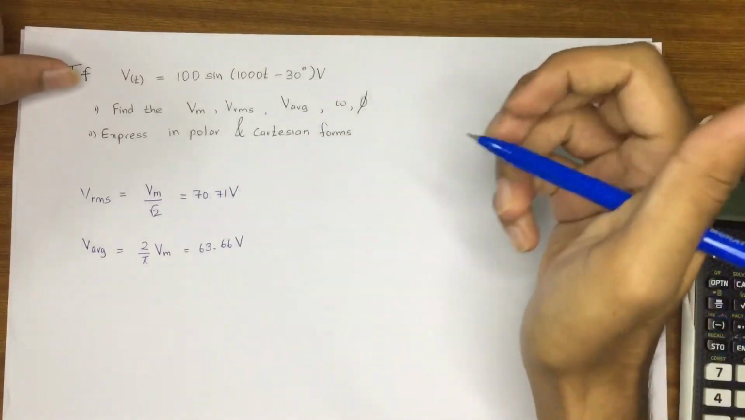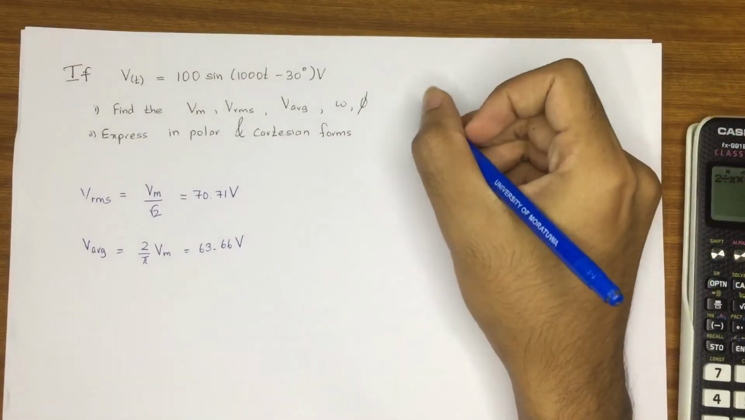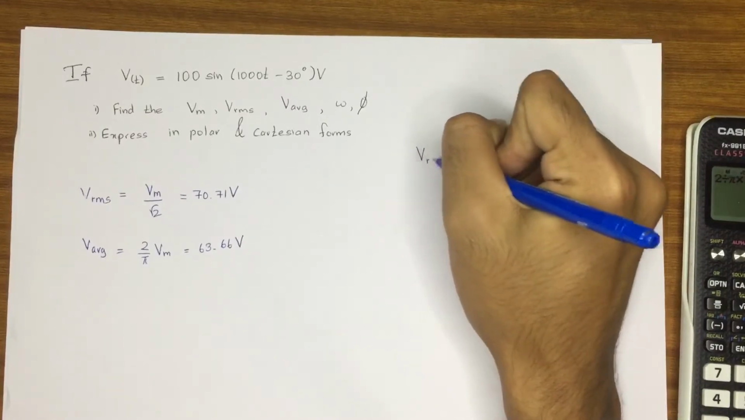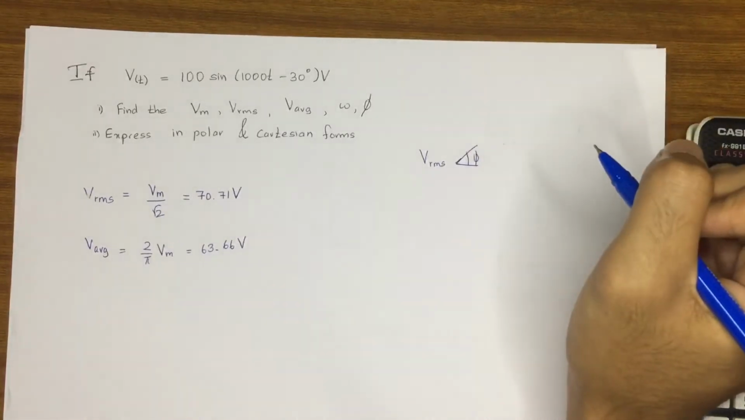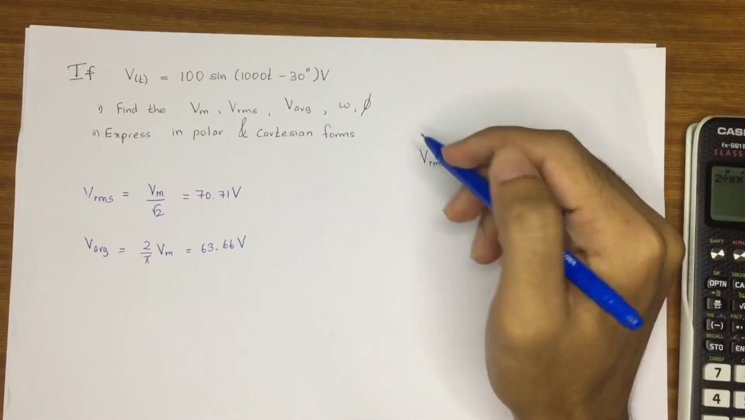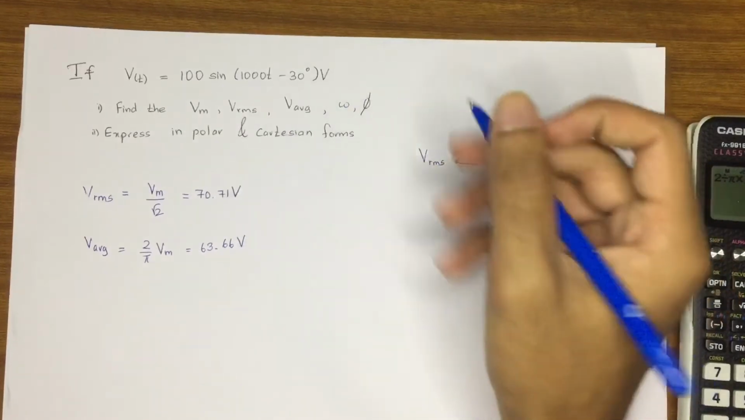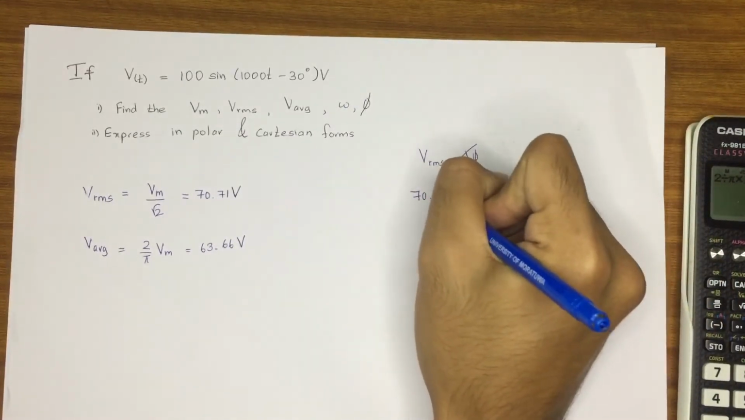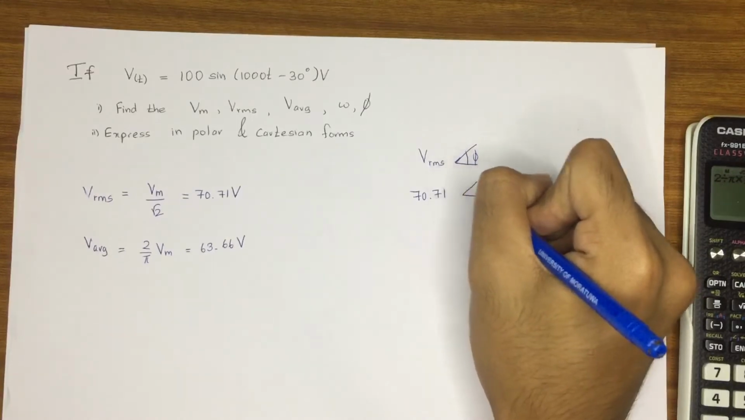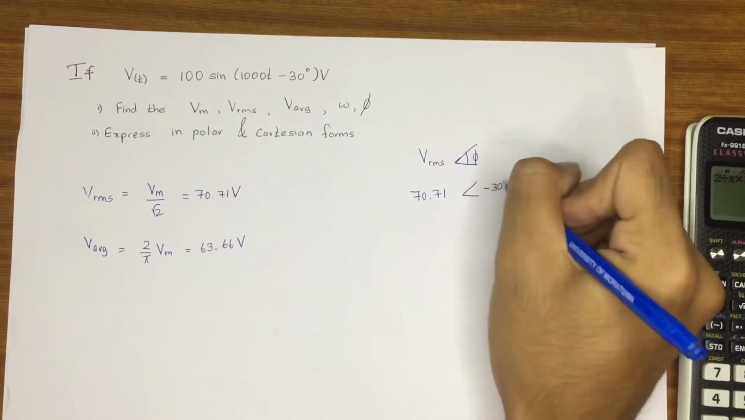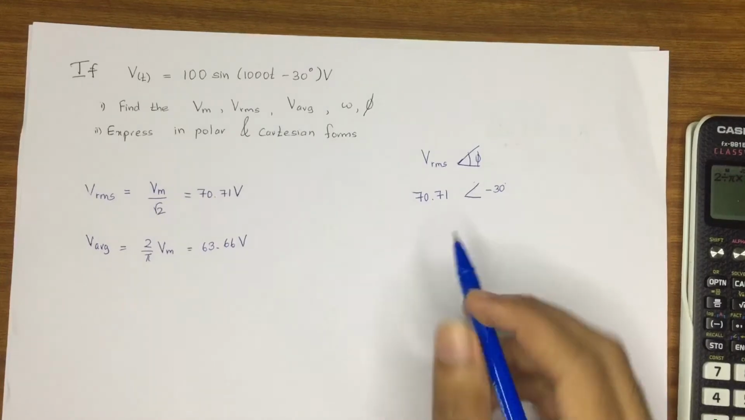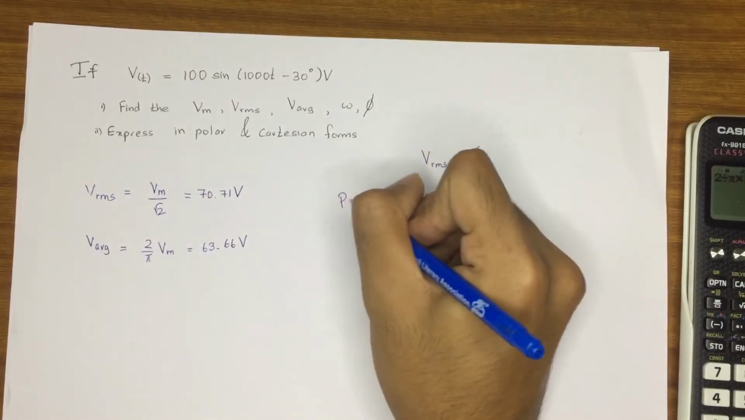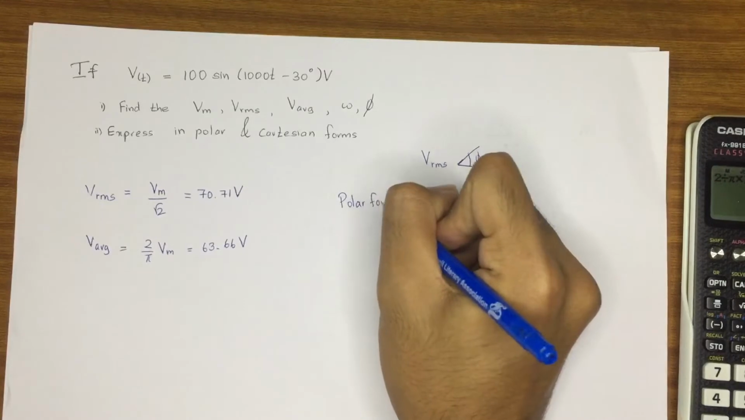If you are considering the polar form, first of all we need to know the VRMS value, and after that we need to find the phasor angle. The VRMS we have already found is 70.71, and the angle would be minus 30. Be careful, you need to measure this minus 30 from the reference line, in the negative direction, so you need to put minus 30 here. So this is the polar form.